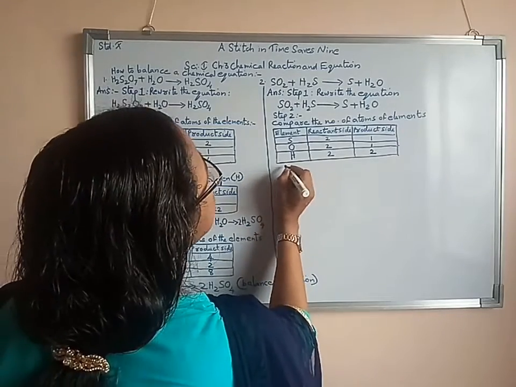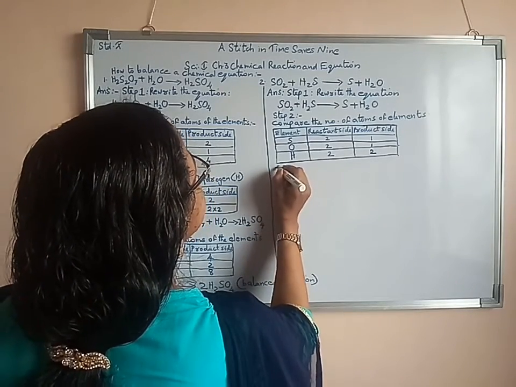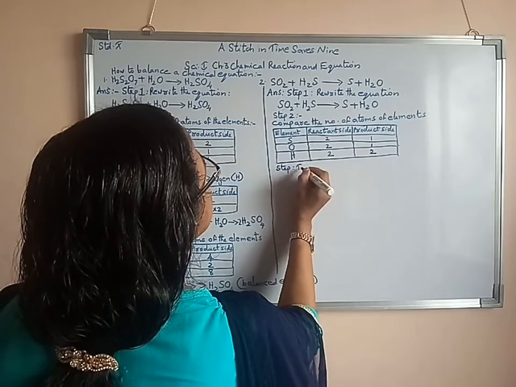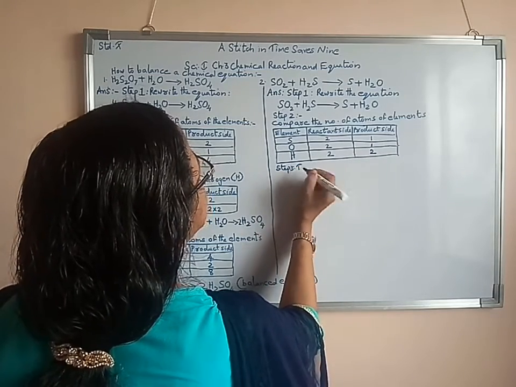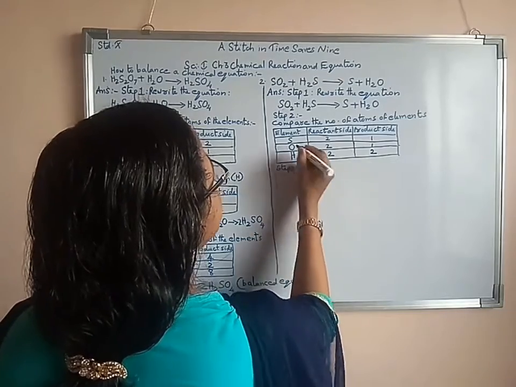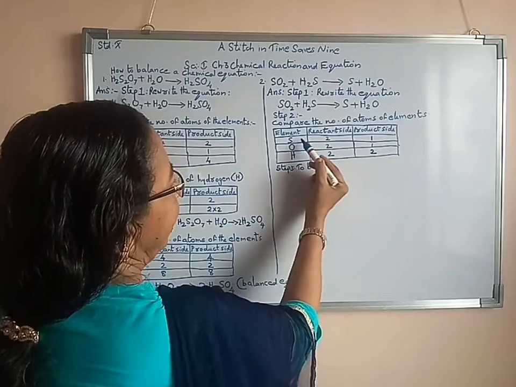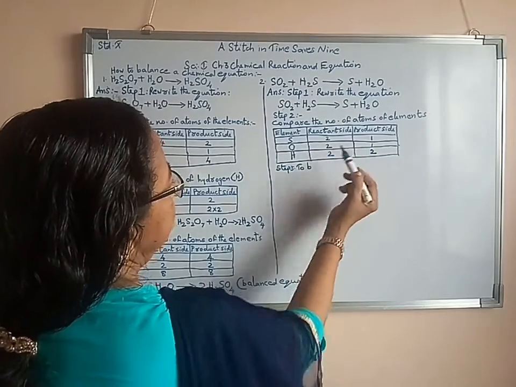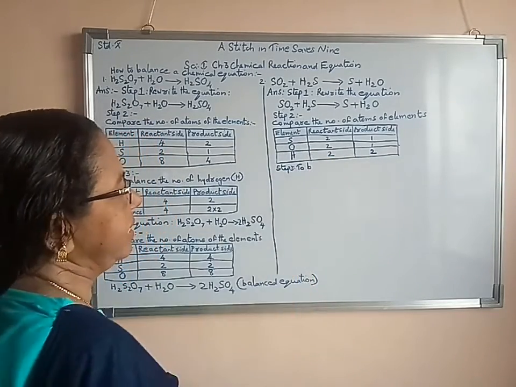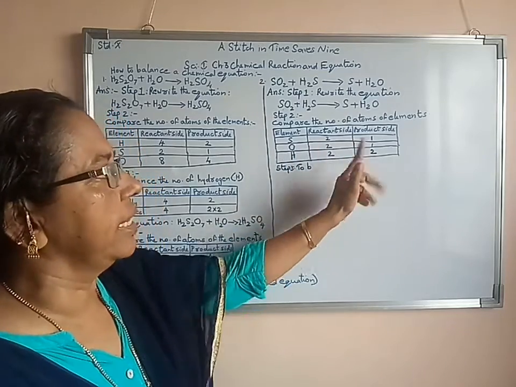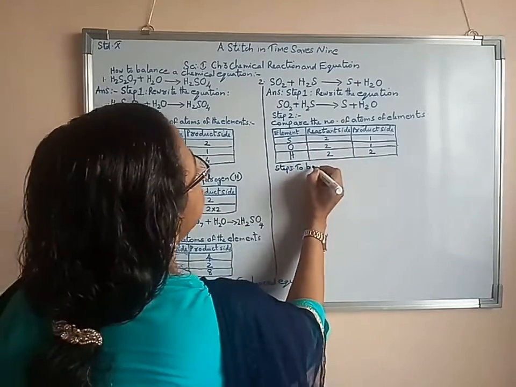Now we have to balance. Step 3. To balance, we will move step by step. That means first we will try to balance sulfur, then we will balance oxygen. Later, in case any problem is coming after balancing these two, then we need to balance hydrogen again.